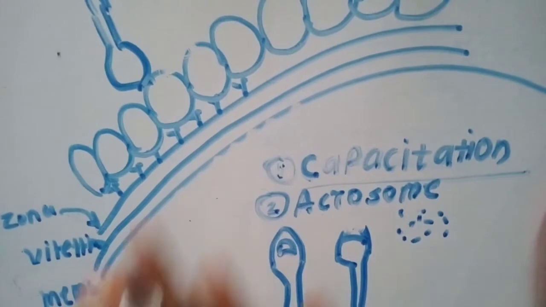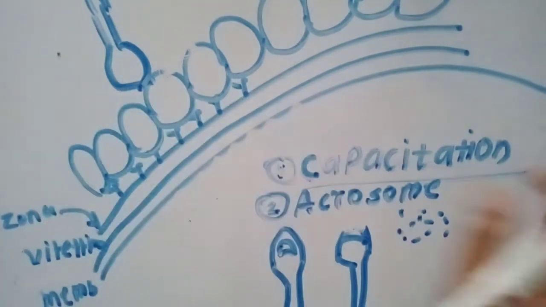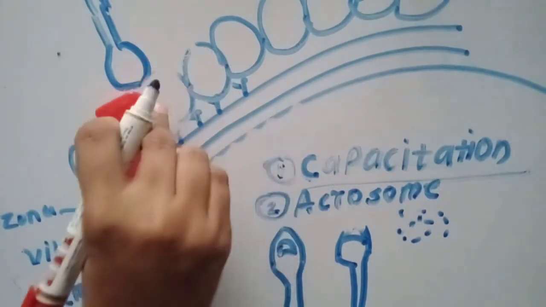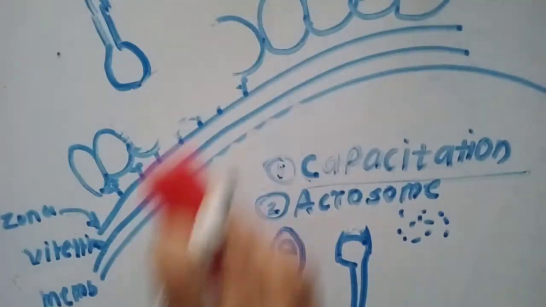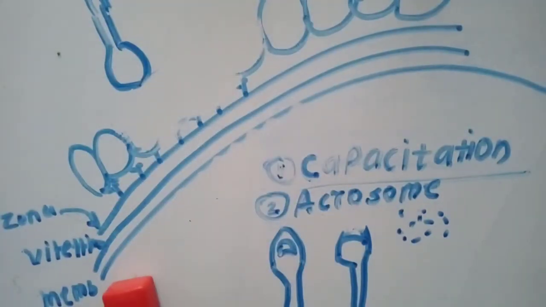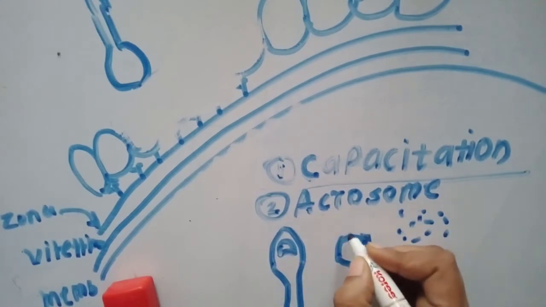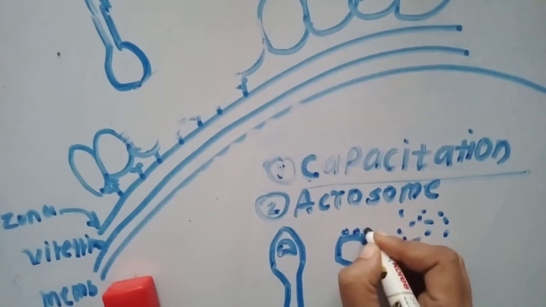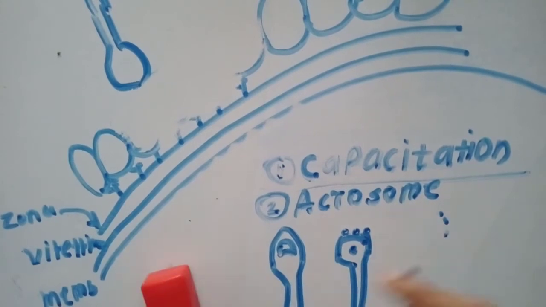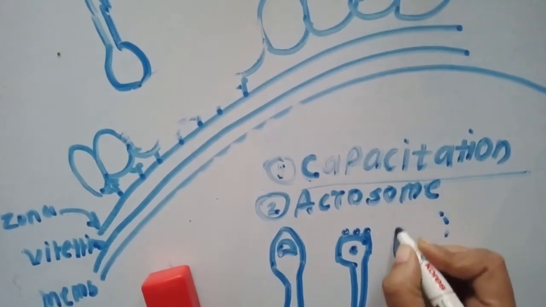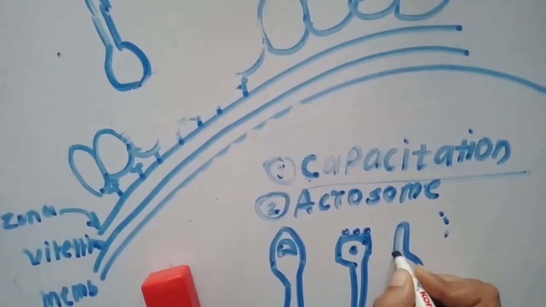Because it contains hyaluronidase, that digests away all this hyaluronic acid, so that the sperm can get entry. So all the corona radiata get digested away with the help of hyaluronidase. Now what happens, I have told you, the outer membrane contains some binding proteins here, and here is the actin protein. Because of this, polymerization of these actin proteins takes place, and this is called the acrosome process.